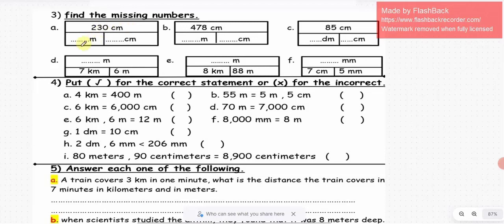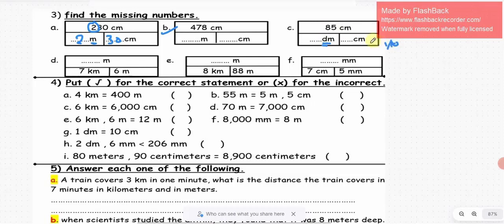Question: find the missing numbers. 230 centimeter equals how many meter and how many centimeter? Here we're going to cut. I said between meter and centimeter there is 100, so I'm going to take the hundreds place. 2 meter and 30 centimeter. Letter B is the same question. Letter C, 85 centimeter equals how many decimeter and how many centimeter?